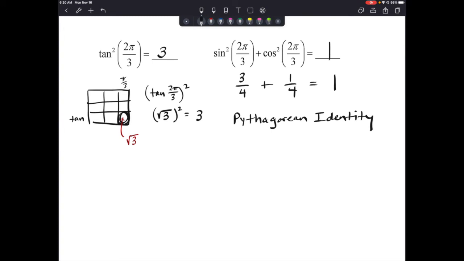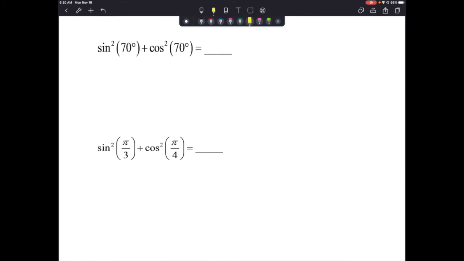Anytime we're doing the sine squared of an angle plus the cosine squared of that same angle, we know that we're using the Pythagorean identity, and it's always going to end up equaling 1. That's a major shortcut for you there, and it's something you're going to use a lot in a couple days. So let's jump on to the next one. If I ask you to do the sine squared of 70 degrees plus the cosine squared of 70 degrees, that one we already know is going to equal 1 as well.